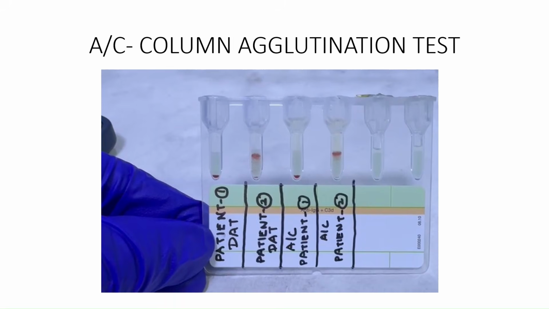For first patient, all the cells have settled down into the bottom. Hence for first patient, the autocontrol is negative. For second patient, we can see the red cells are in the upper half. So for the second patient, the autocontrol is positive, that is 4 plus positive.